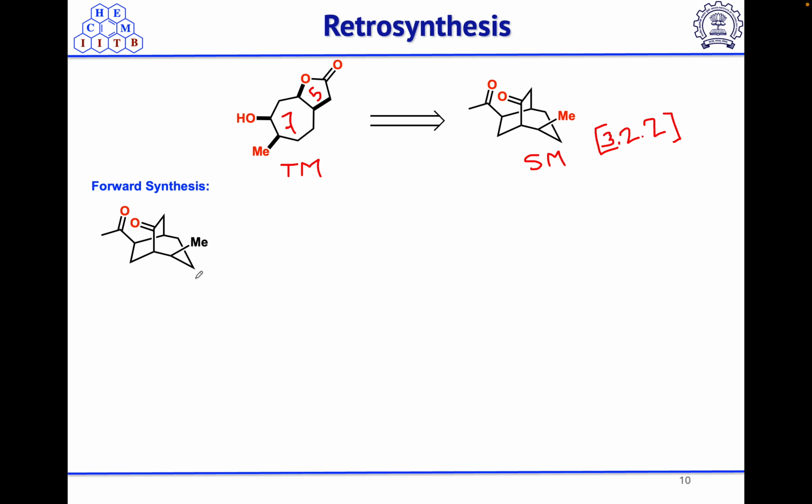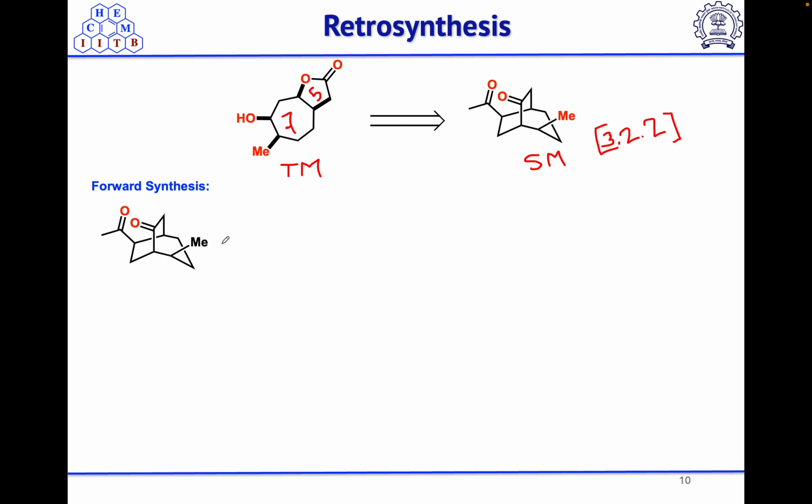So in forward synthesis, if you observe this starting material, it is having carbonyl compounds. Okay, a carbonyl carbon here and this carbonyl carbon here. Okay, two ketones are there. So two ketones are present in this molecule.